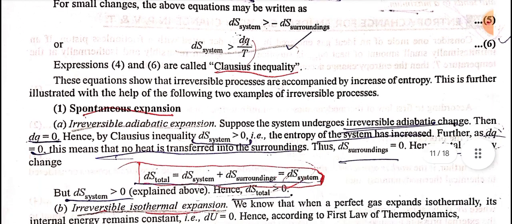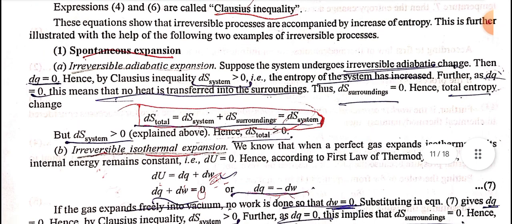Expressions 4 and 6 are the expressions of Clausius inequality. These equations show that irreversible processes are accompanied by an increase of entropy. This is further illustrated with the help of the following two examples of irreversible processes. Spontaneous expansion, irreversible adiabatic expansion. Suppose the system undergoes irreversible adiabatic change, then as dq is equal to 0, hence by Clausius inequality dS system greater than 0, that is the entropy of the system has increased.